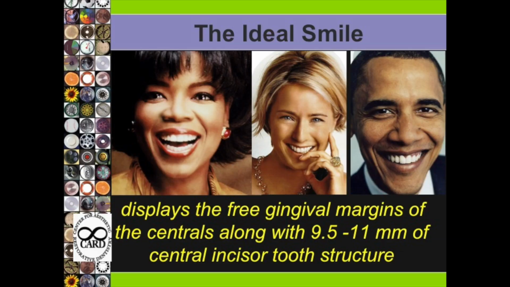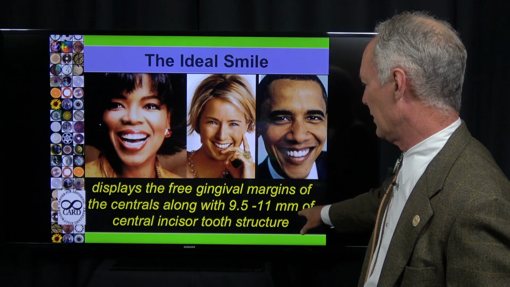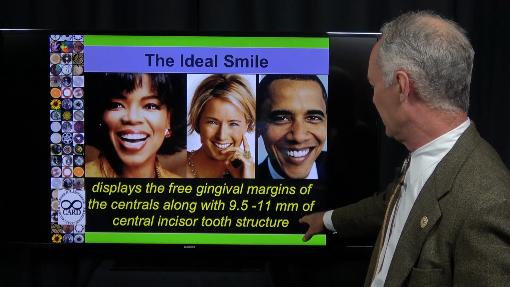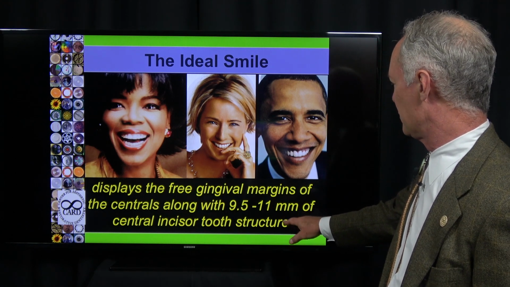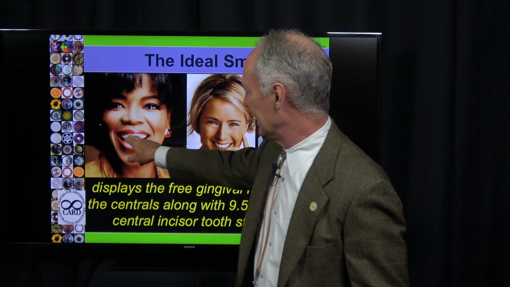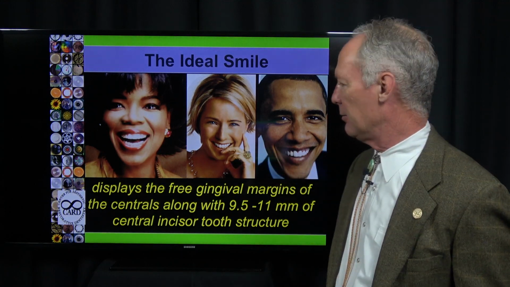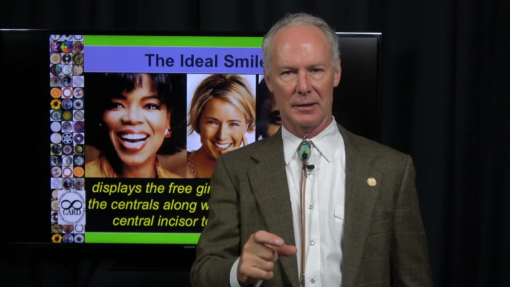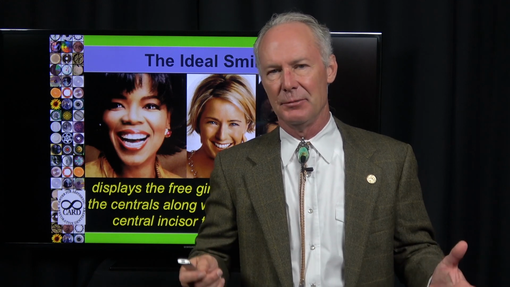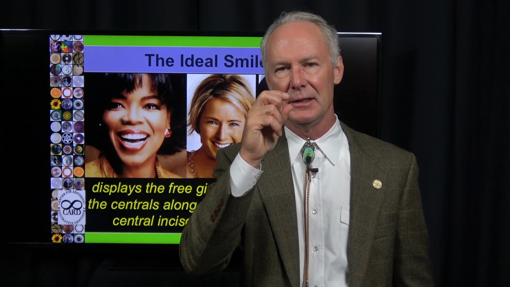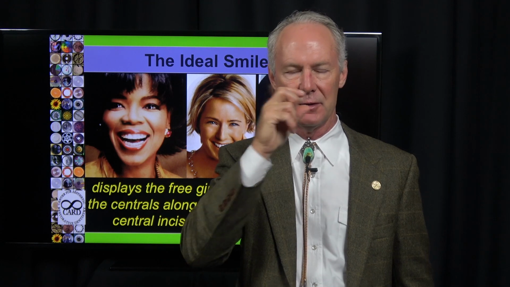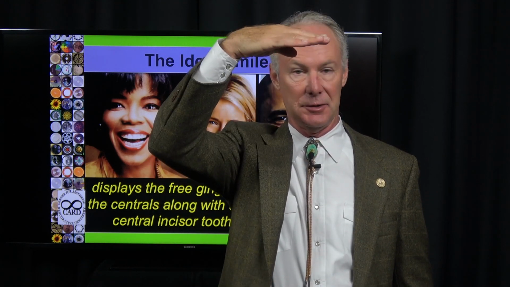So the ideal smile displays the free gingival margins of the centrals along with 9.5 to 11 millimeters of central incisor tooth structure. Some people display very little gingiva when they smile. Others display a little bit more. As we go through these cases, I'm going to show you that gingival display is not a problem, as long as the teeth are the correct length. Now, something that is a bit of an issue is when you have little bitty teeth, say 7 or 8 millimeter central incisors, and lots of gingival display. That's a very juvenile look.